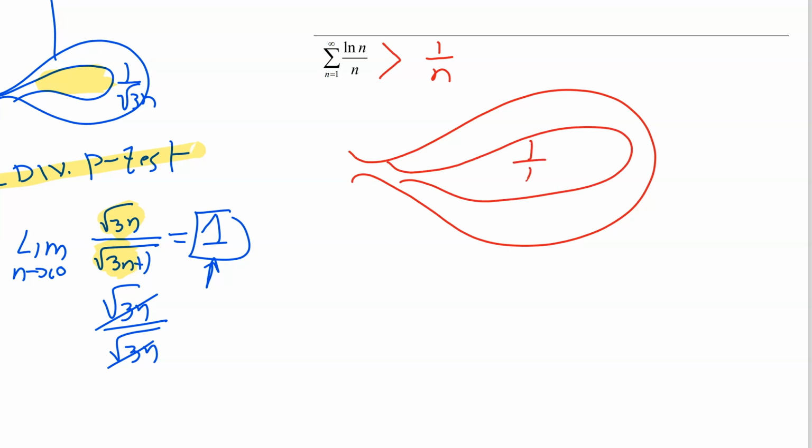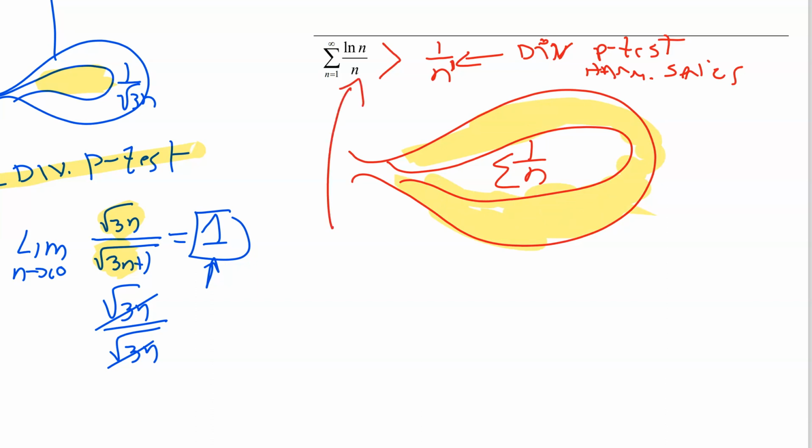The little balloon is this 1 over n business, right? Now we know that this 1 over n diverges, and we could say 2 different reasons. We could say it diverges by the p-test, right? Because the power is not greater than 1. We could also say it diverges because it's a harmonic series. Okay. Well, if the small balloon goes to infinity, won't the larger balloon have to go to infinity? So we would say the original series diverges by comparison test.